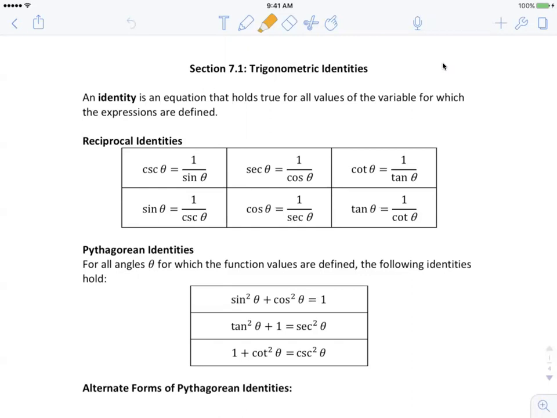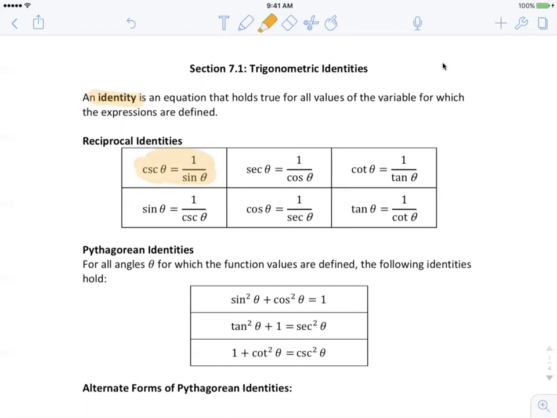So let's get right into 7.1, which is all about trigonometric identities. And we've seen some already. On this first page, you'll see some that are familiar, hopefully. But when you see that term identity, it's really just an equation that holds true for any value of the variable as long as it's defined for the functions. So in other words, if you see this equation here, that works for any value you put in for theta, whether it's an angle or a radian measure, as long as it's defined, okay? Meaning you don't get zero in a denominator.